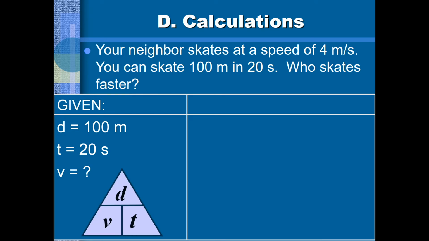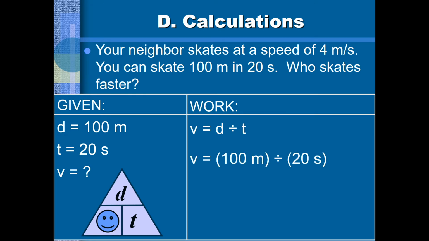Have y'all all used the triangle to do math? So you circle whichever one you want, and your equation would be what's left, d over t. So velocity is equal to distance divided by time. Your velocity is 100 meters divided by 20 seconds. Velocity is 5 meters per second. So you skate faster. Physics is written in the language of mathematics. You will be doing a lot of math and you will need to show your work. Also, showing your work kind of helps you prevent making stupid mistakes. Everyone good?